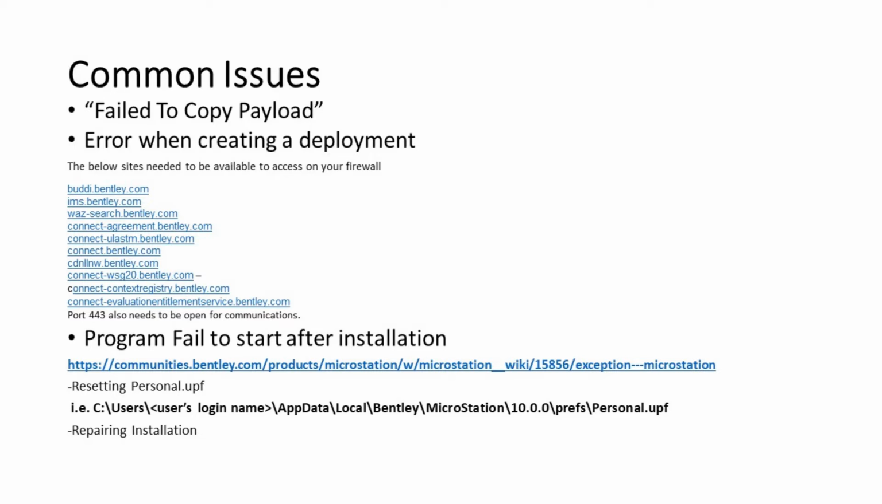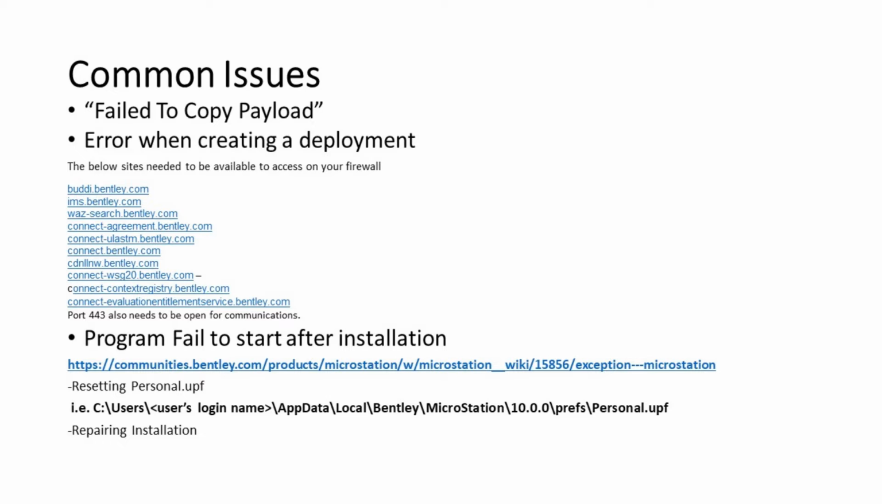Now, errors when creating a deployment can come up. The sites listed here are sites that would need to be accessible through your firewall. As mentioned here, port 443 needs to be open for all communication to the Bentley server where the files needed for installation are located. As I said, this was shared in the PowerPoint slide, but there are also wikis that we have that talk about communication with Bentley and what needs to be accessible in order to use our products, or in this case, download the products.